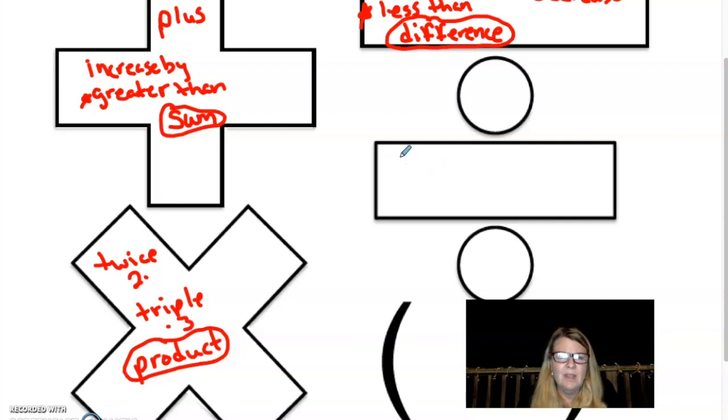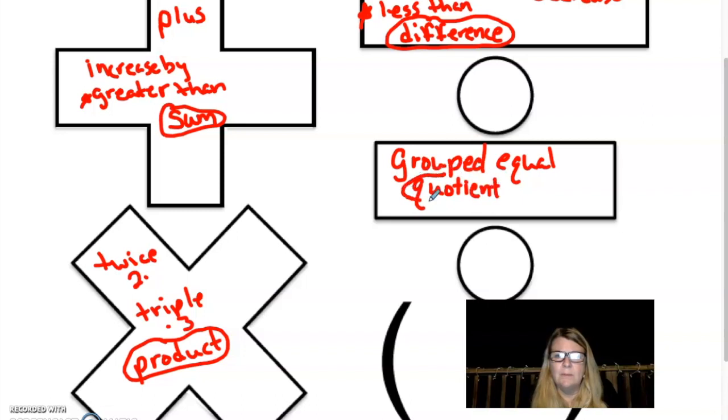Division, you grouped equally. That would mean that you were going to divide. The math word that we use most of the time, and the really mathy word, is quotient. Okay, we'll circle that one. It's the answer you get when you divide 2 things. Things are grouped equally. If you want to say shared equally, those kinds of things.